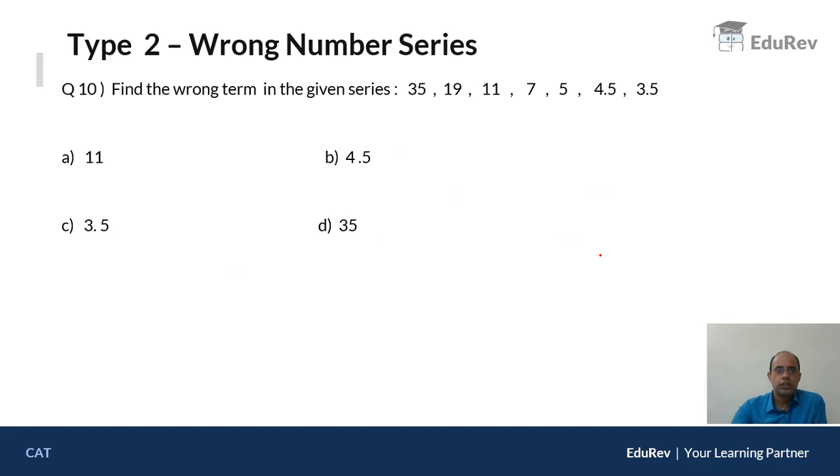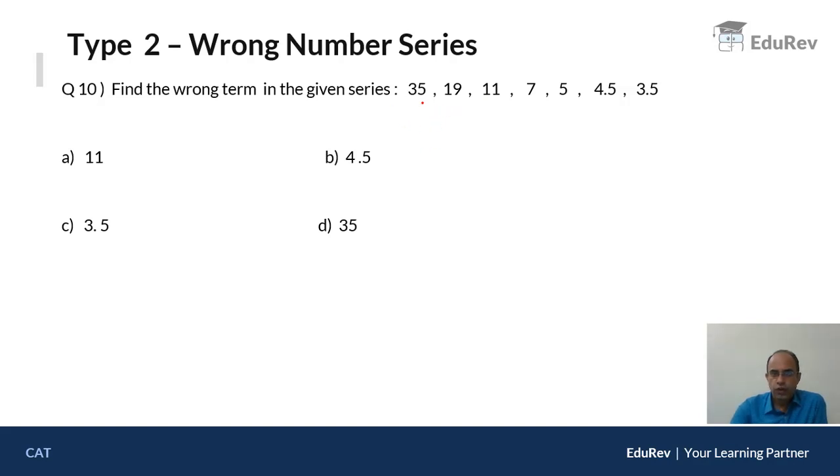Now moving to the last question, guys. Find the wrong term in this series. 35, 19, 11, 7, 5, 4.5, 3.5. Fine. Pause the video and try to solve this question. Similar question comes in MBA entrance examination.